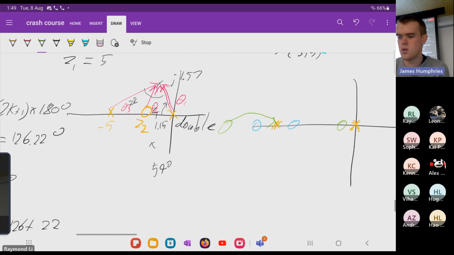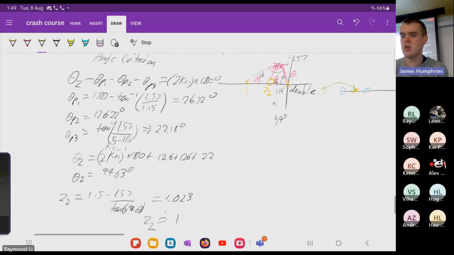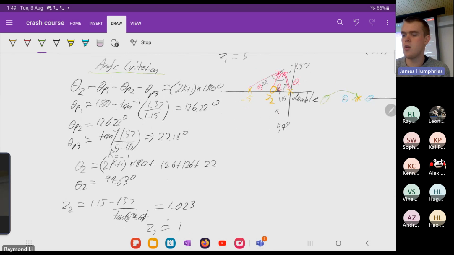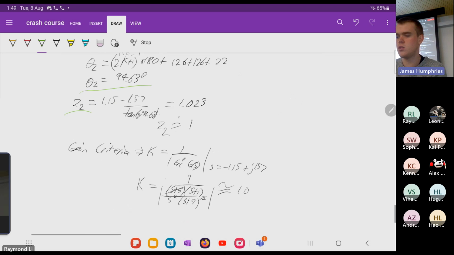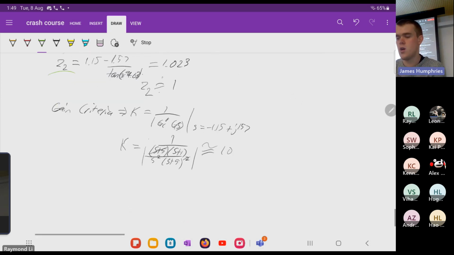Yep, okay, cool. And then from there, we were able to use the angle criterion to find an angle, which got us the location of a pole. No, the location of the zero. And then we could use the gain criterion to find the value for the gain.